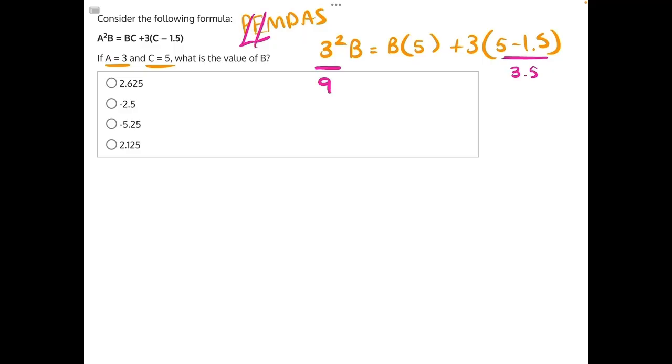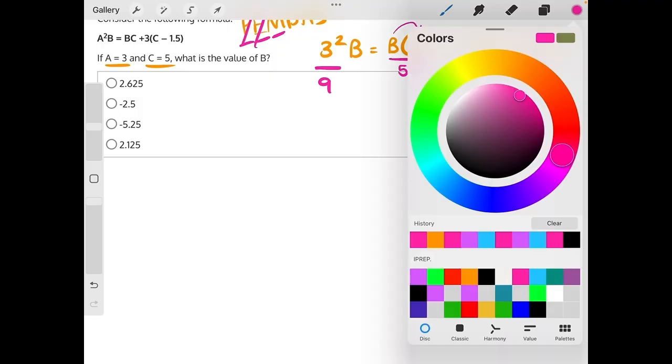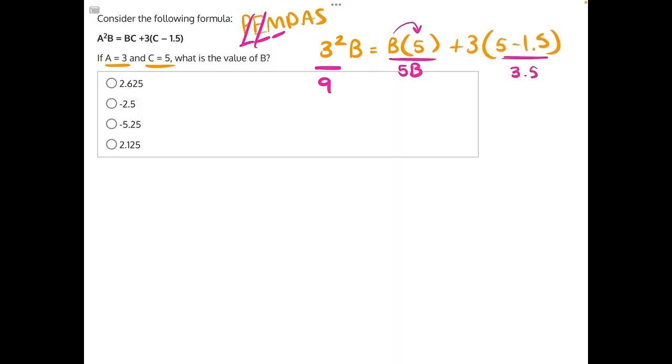And then we have multiplying, which technically we can do here, but I'll wait till the next step for that. But we'll just worry about this multiplication right here. B times 5 will give us 5b. Now we can rewrite our expression to say 9b equals 5b plus 3 times 3.5.